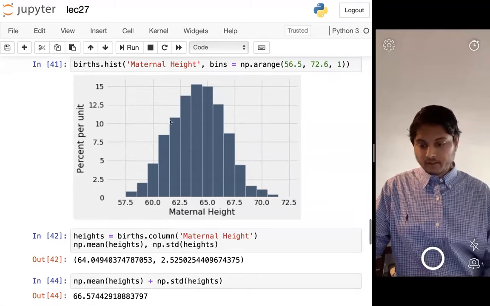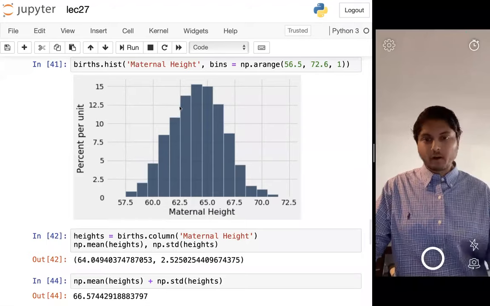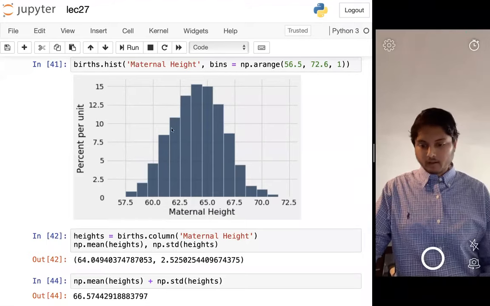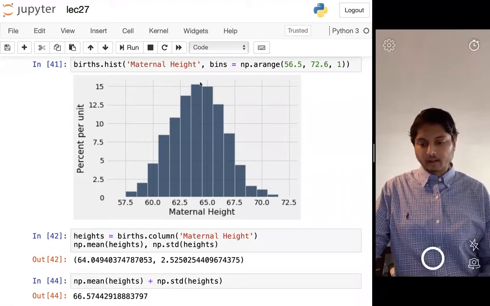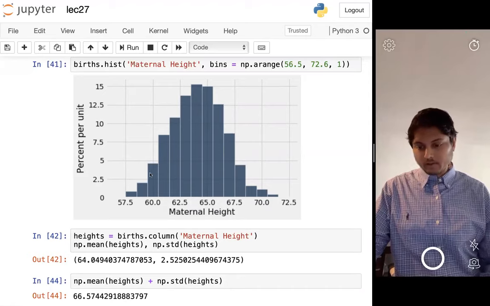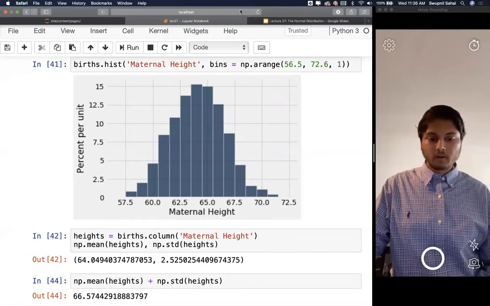And so those seem like the points where, if you were to draw an imaginary line through all the bars, it starts to flatten out. It's getting steeper, steeper, steeper, falling faster, but then now it's flattening out and going down slowly. So that's the inflection point. And that corresponds to 1 standard deviation away.